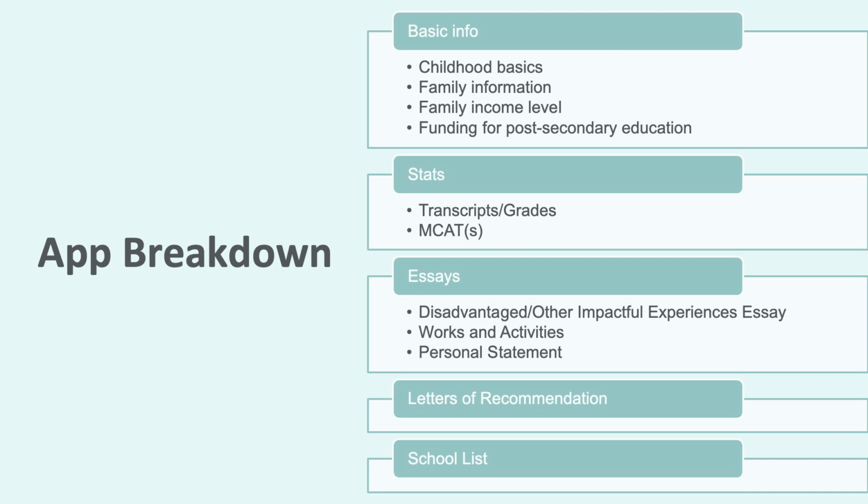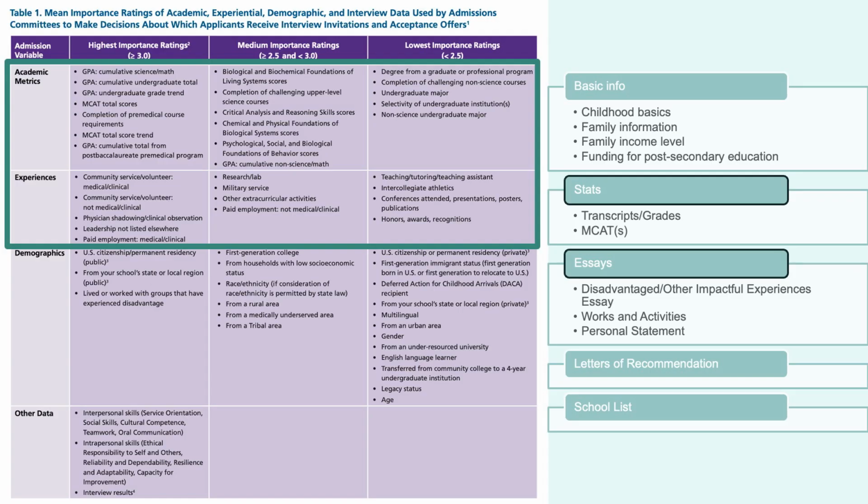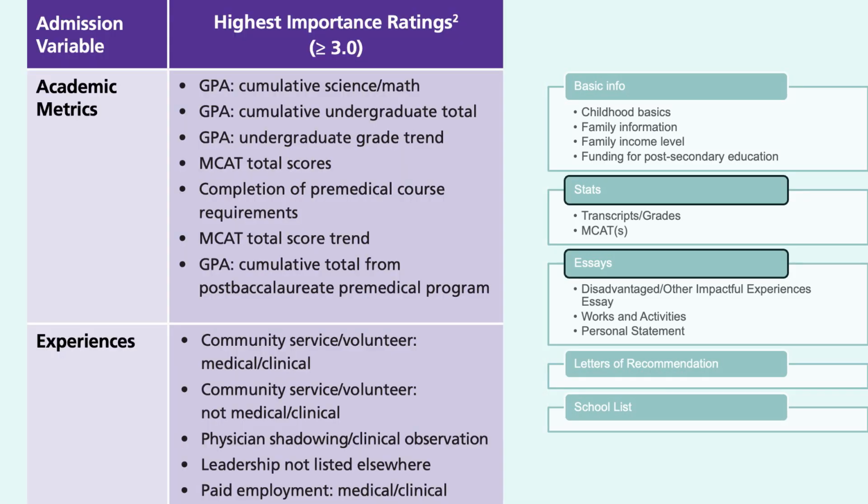I'm really going to focus on 2 main parts of the application: your stats, which consist of your grades and your MCATs, and the major essays. And those mainly deal with these 2 sections of the chart. For academic metrics, we have cumulative BCPM GPA, cumulative undergraduate GPA, the GPA trend, total MCAT scores, completion of pre-med prerequisites, MCAT score trend, and post-bac work GPA. Listed under experiences, we have clinical volunteering, non-clinical volunteering, shadowing, leadership, and clinical employment.